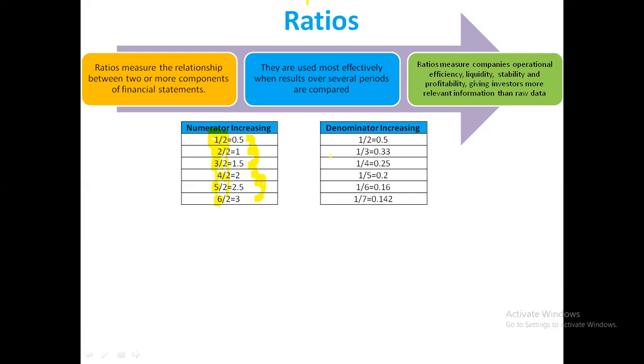Imagine the denominator starts increasing, while A remains the same: 2, 3, 4, 5, 6, 7, like this. The denominator increasing means the denominator is performing and the numerator is not. That's why the ratio goes 0.5 to 0.33, 0.25, 0.2, 0.16, 0.142. What is the meaning? The denominator holds more strength than the numerator. The numerator is not performing here, whereas the denominator is performing.